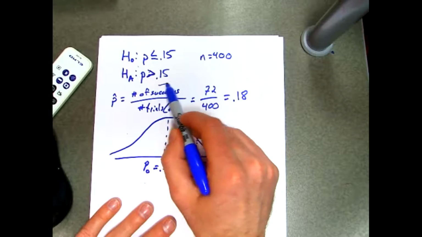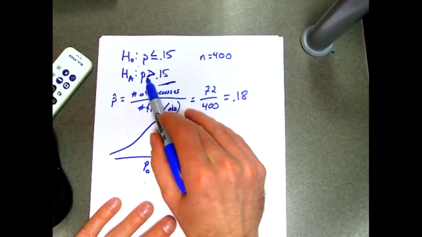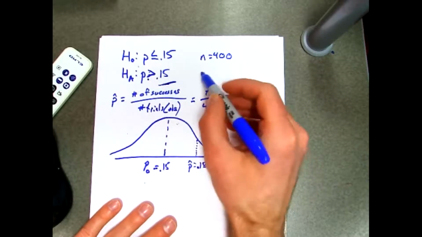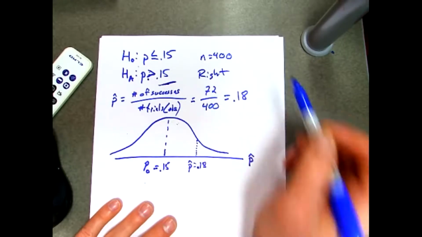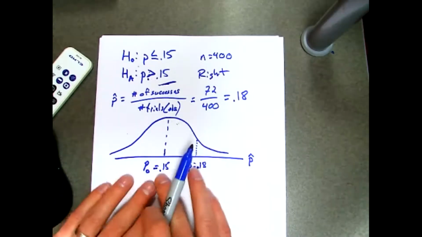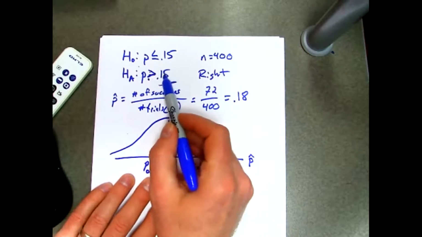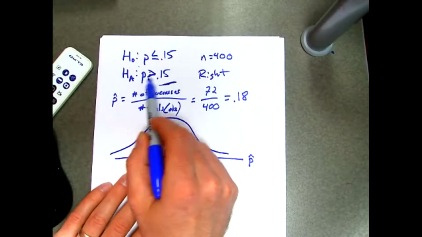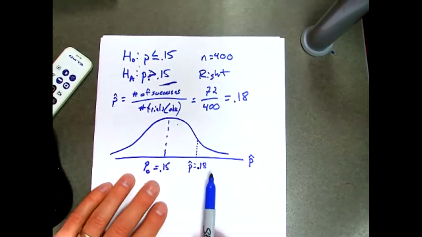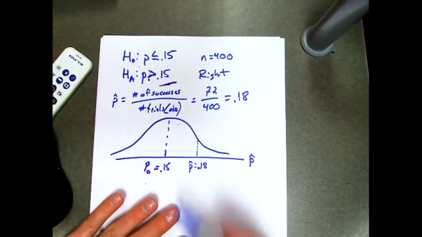So we always look at the alternative hypothesis. I've got a greater than sign. So I've got a greater than, or a right-tailed test. Only evidence on the right-hand side of this assumed true value is going to be something that supports the alternative and goes against the null. So we've got a right-tailed test.